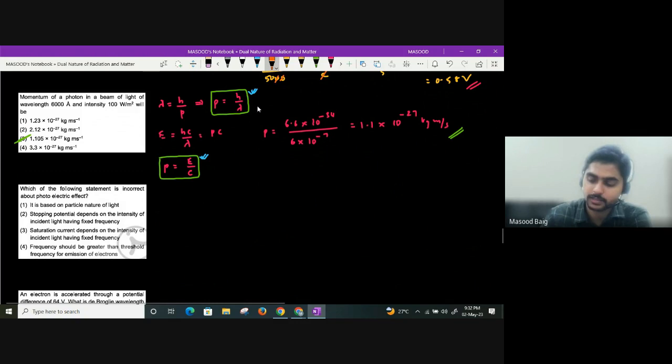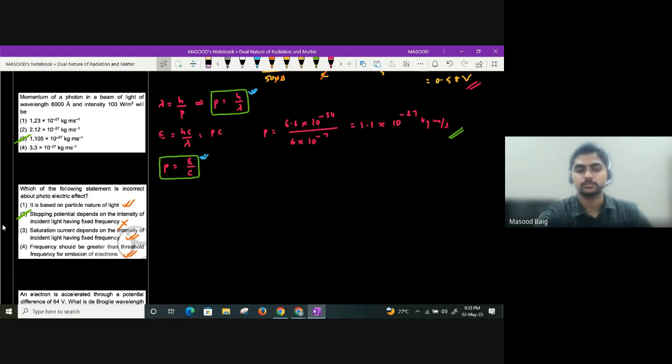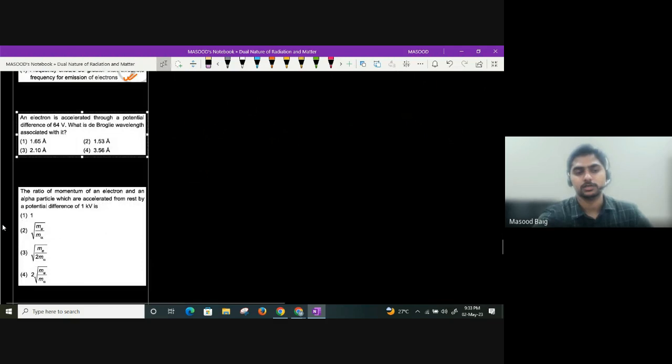Which of the following is incorrect regarding photoelectric effect? It is based on particle nature of light. Correct statement. Stopping potential depends on intensity of incident light having fixed frequency. No. Stopping potential depends on frequency only, guys. Saturation current depends on intensity of incident light having fixed frequency. Yes. Frequency should be greater than threshold frequency for emission of electron. Yes. Which is wrong statement here? Second statement. Stopping potential and kinetic energy will depend only on what? Frequency. Clear, all of you?